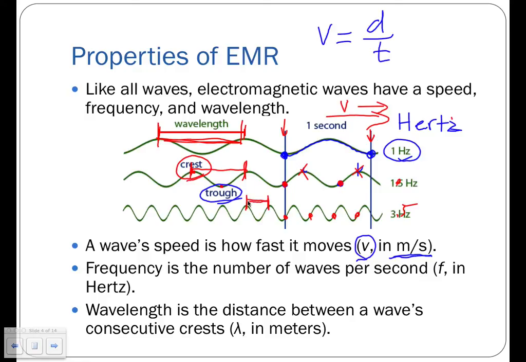Notice that you don't necessarily have to do crest to crest. You could do trough to trough. Or you could do, just like we saw on this previous one, some arbitrary point to where the wave hits that same arbitrary point again. It's usually easiest, though, to do crest to crest or trough to trough.